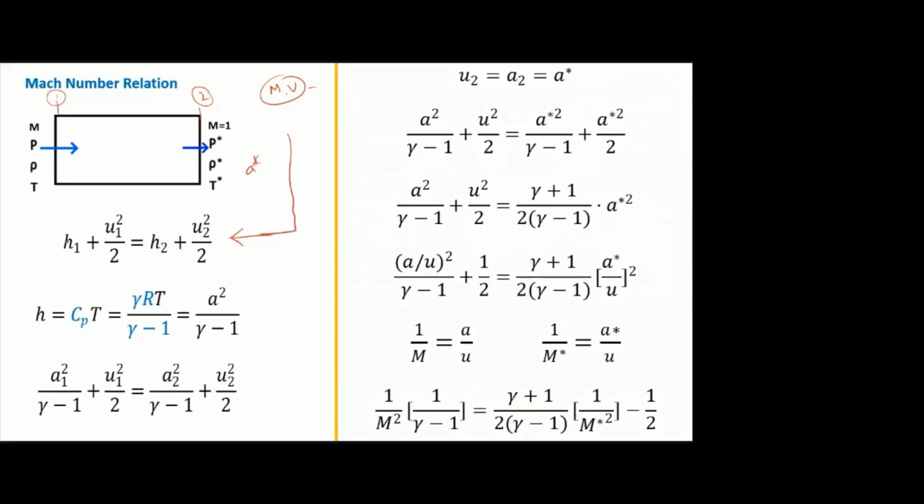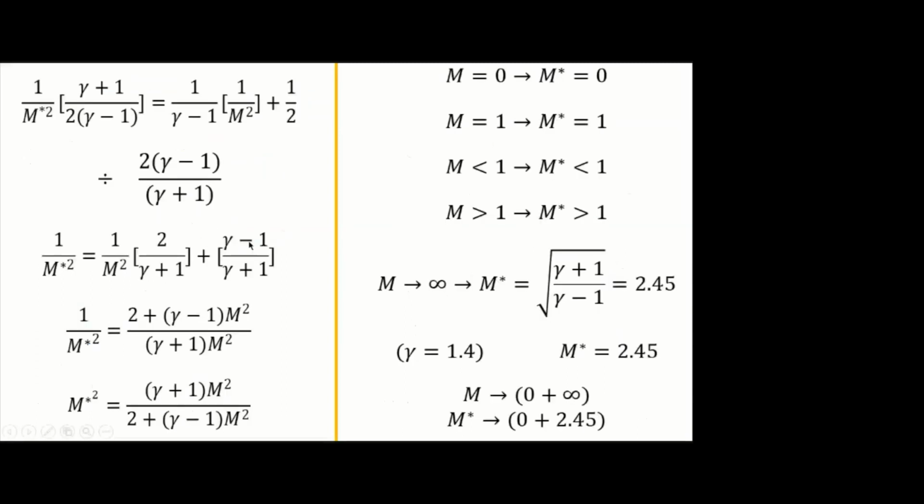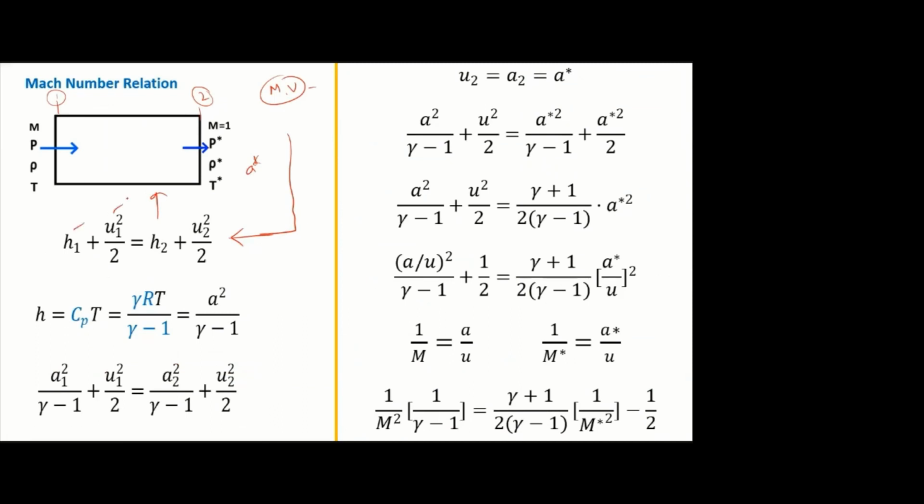So I am taking the energy equation, H1 plus U1 squared by 2 is equal to H2 plus U2 squared by 2. Now apply this to the control volume. Before that, this is my final equation, the M star and M relation. It has only M and gamma. There is no H term, CP term, R, T term and all. So I have to convert that energy equation into gamma and M terms. I don't want H, U and all.